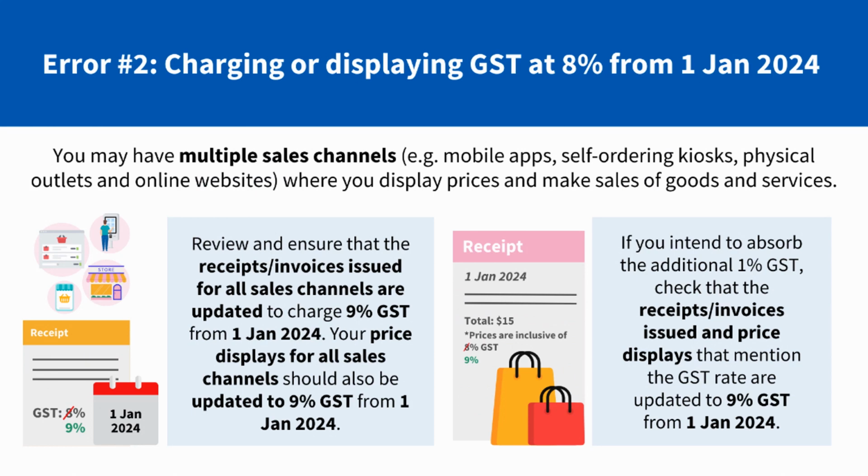Next, you should also not charge nor display GST at the rate of 8% after 1st January 2024. If you have multiple sales channels such as mobile apps, self-ordering kiosks, physical outlets, and online websites, please ensure that all receipts or invoices issued are updated to charge 9% GST from 1st January 2024. Your price display for all sales channels should also be updated to 9% GST from 1st January 2024. If you intend to absorb the additional 1% GST, please ensure that the receipts or invoices issued and price displays from 1st January 2024 reflect the new GST rate of 9%.